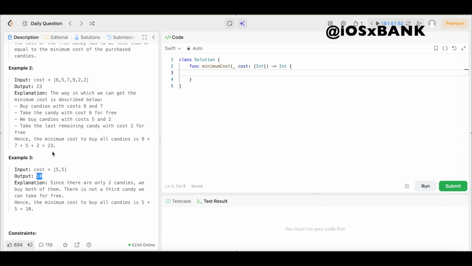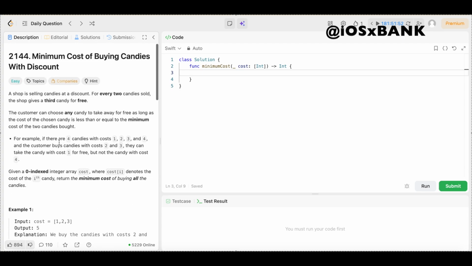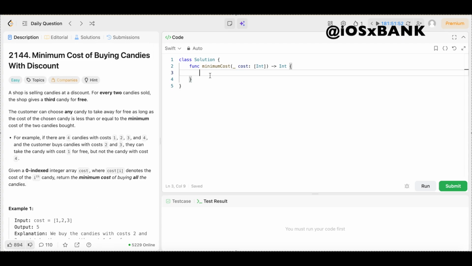Now that we understand the question, let's get into the fun part, the actual solution. The solution is not that difficult at all. Now, first thing we want to do is sort the candy prices in descending order so that the most expensive candies are considered first. So we'll say let sorted cost equal cost dot sorted, open up the parentheses, put by, colon, put the greater than sign, and close the parentheses.